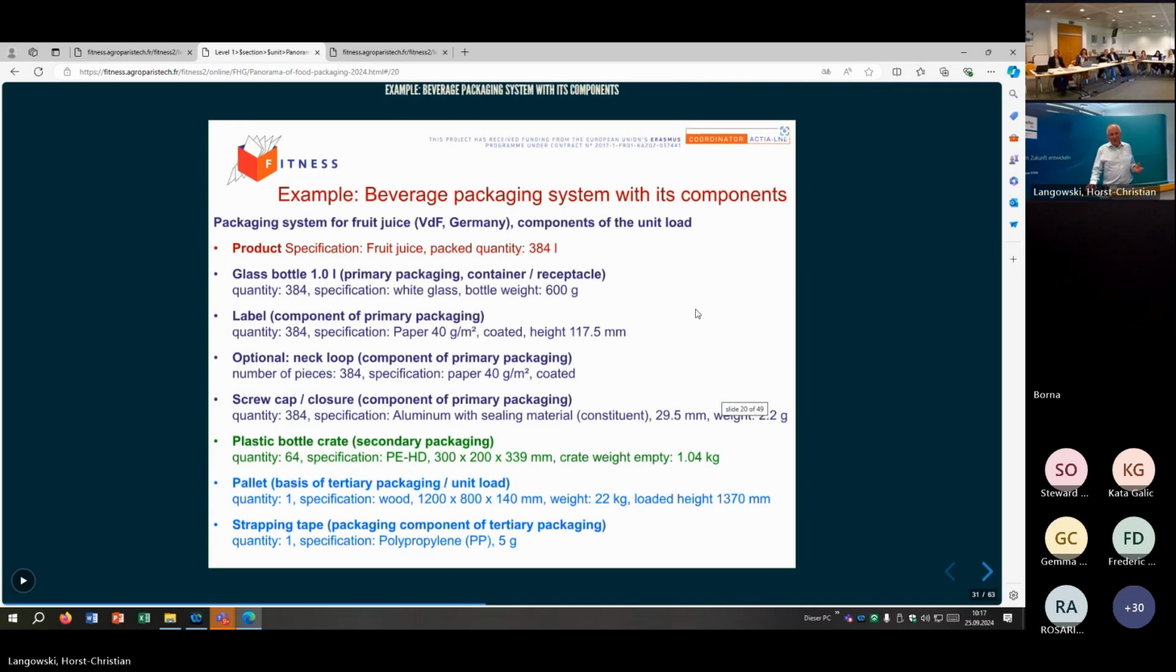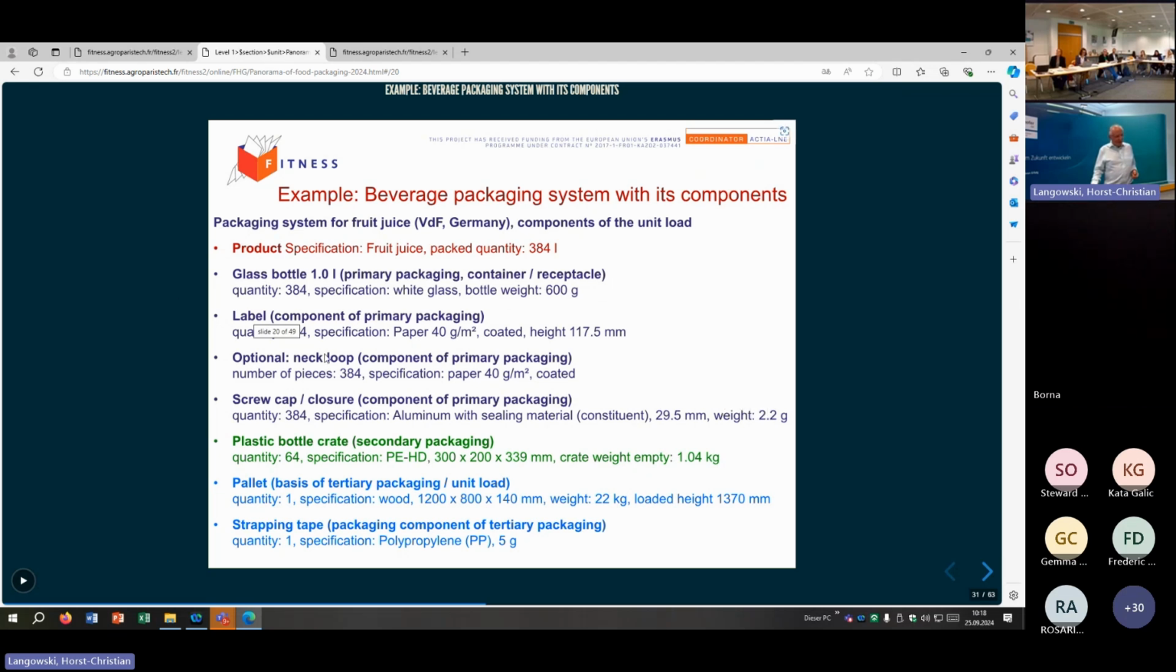If we have a liquid beverage in Germany, for instance fruit juice, where an organization takes care that the packaging of the fruit juice is used by all people to make sure that the returnable system works, we have a very stringent specification. So if you buy a fruit juice in a returnable bottle, you have the product itself, and this is right now standardized to the contents of one pallet. We have the glass bottle as a packaging, but that's not all.